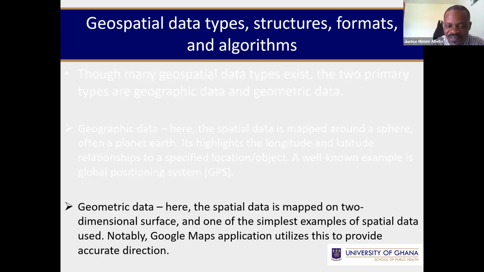And actually, it's one of the simplest you can think about in this area of spatial data analysis or science. For example, the Google Maps application uses this to provide accurate direction. So if you ever use your Google Map to get to a destination, then definitely remember that you have used the geometric data aspect of capturing spatial data.